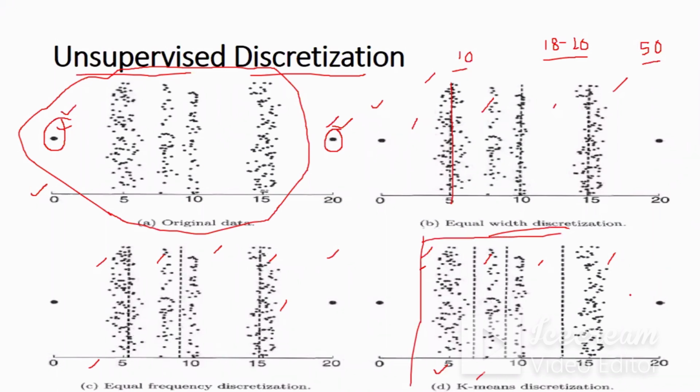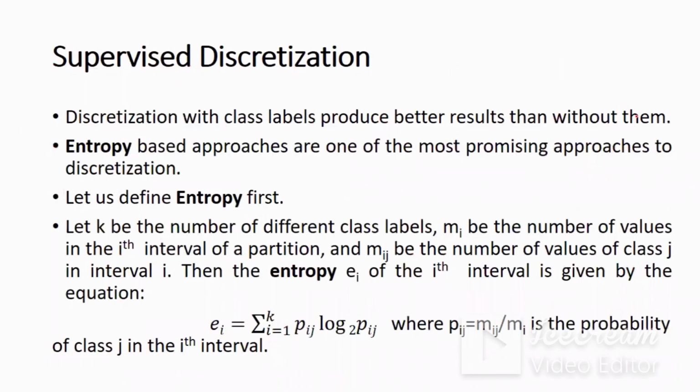So after k-means comes equal frequency, and then comes the equal width discretization. This is the way in which all these three techniques of unsupervised discretization can be categorized, and k-means can be used in most of the cases. This is about unsupervised discretization.